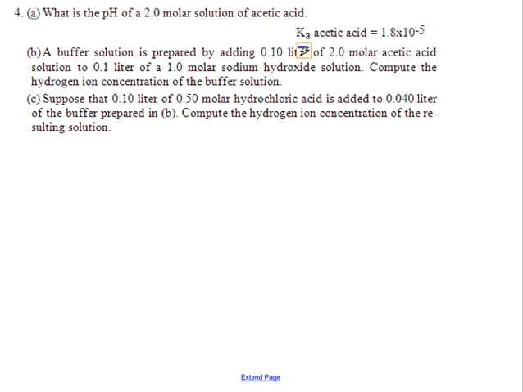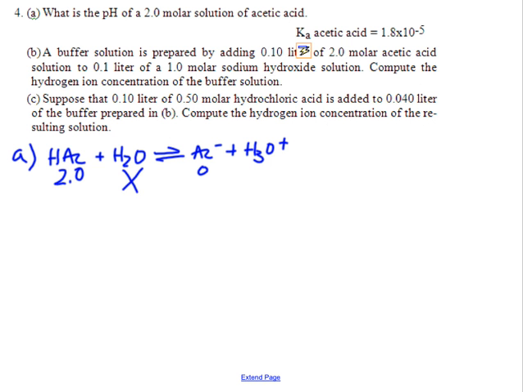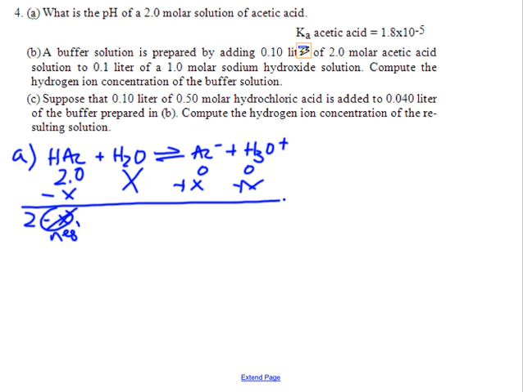How do I find, let's classify 4A. How do I find the pH of a weak acid? Add it to water in a RICE table. So let's go ahead and do that. Acetic acid plus H2O, it's in a RICE table, so it's at equilibrium, makes AC minus plus H3O plus. We originally have a 2-molar solution, minus x, plus x, plus x. So we get 2 minus x, that's negligible, x and x.